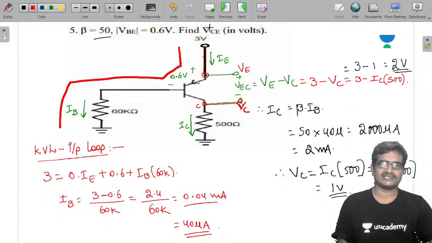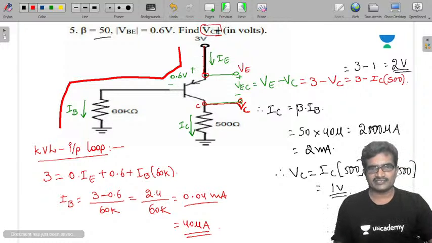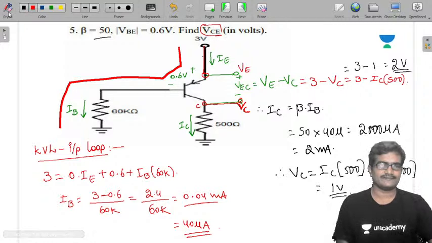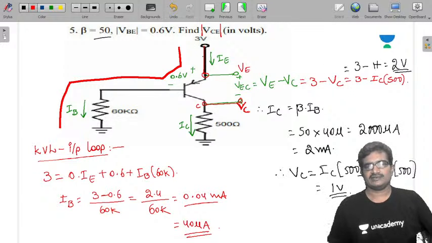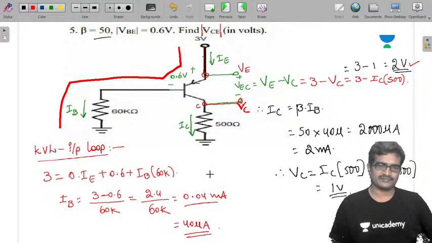So we need VEC. So we got mod VEC, okay, it is 2 volts. Like this you have to solve the problems.